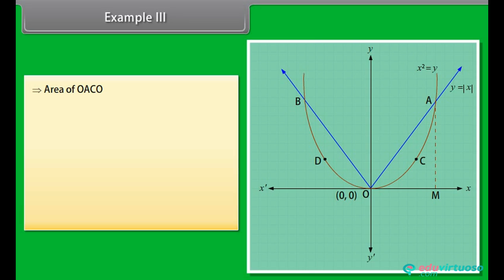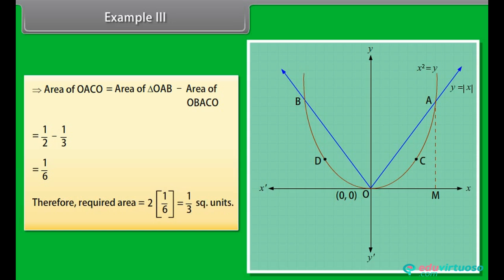It implies area of OACO is equal to area of triangle OAB minus area of OBACO, which equals 1 upon 2 minus 1 upon 3, which equals 1 upon 6. Therefore, required area is equal to 2 into 1 upon 6 equals 1 upon 3 square units.